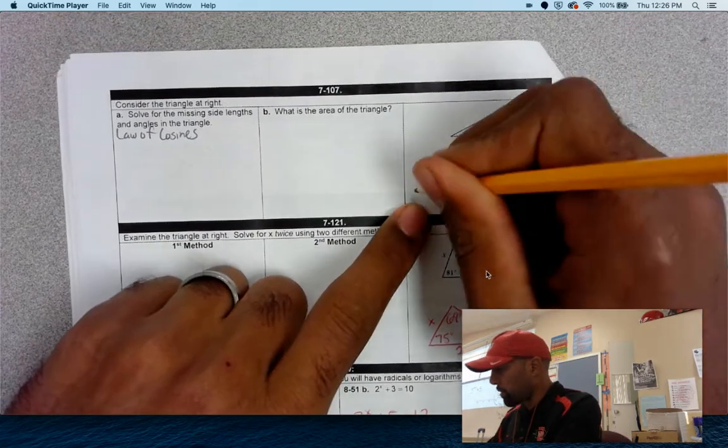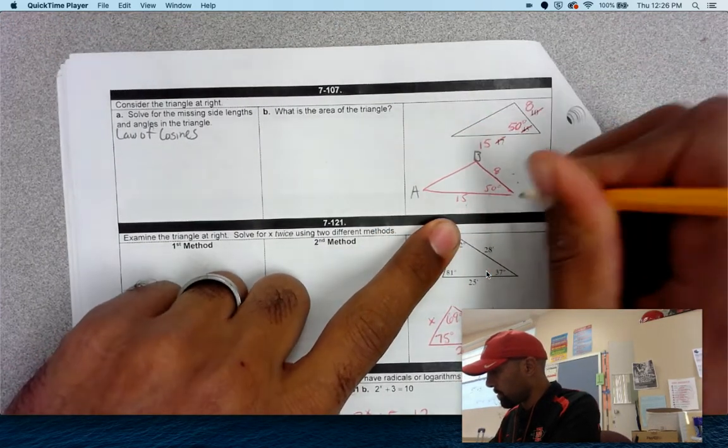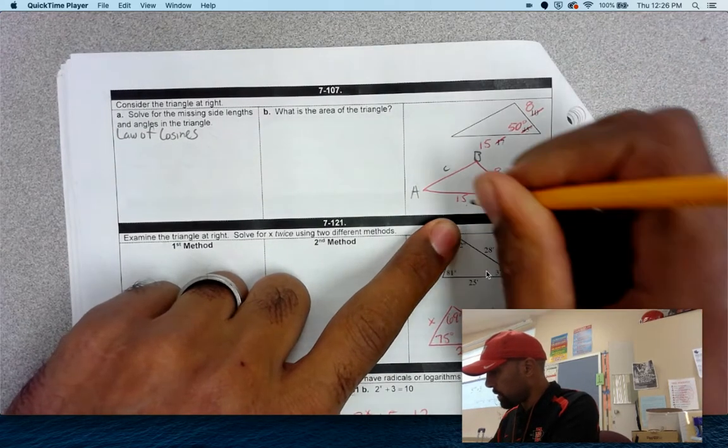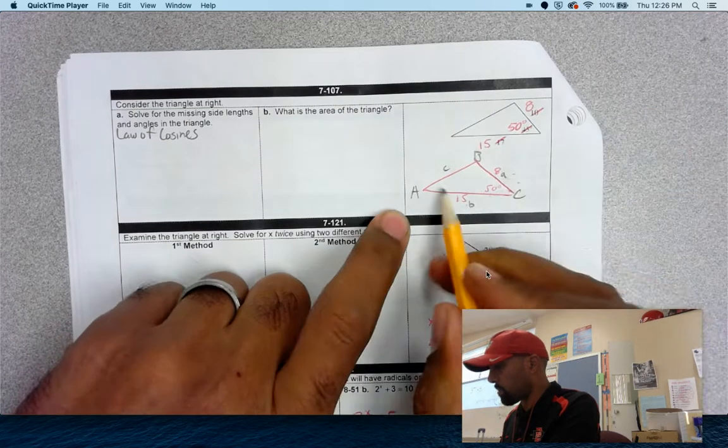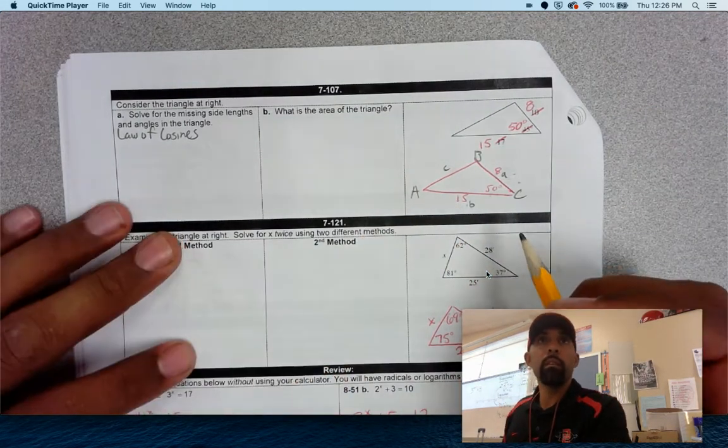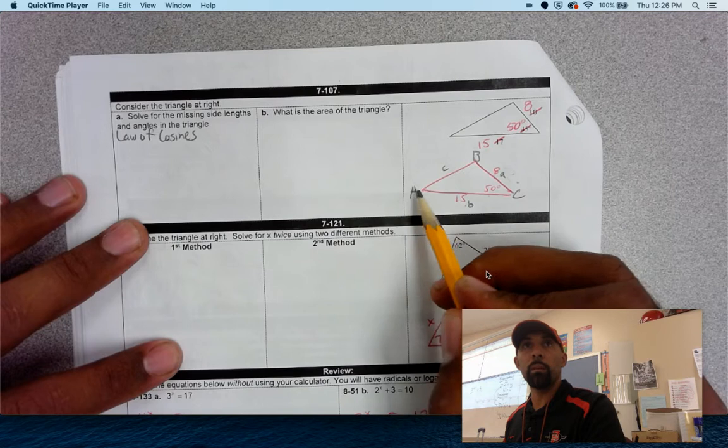Okay, so I'm going to go ahead and label our triangle up. It doesn't matter where you put these letters, guys. You can put them wherever you want. Just make sure that you have your little letters across from the same letter, for the lowercase across from the uppercase.